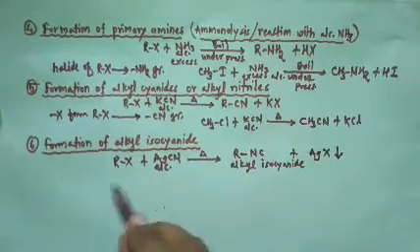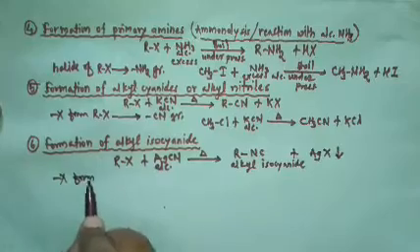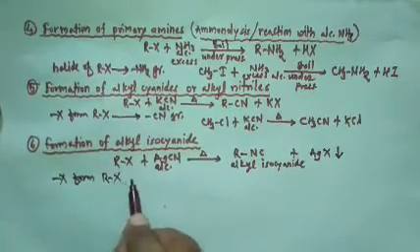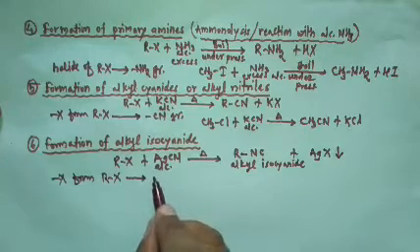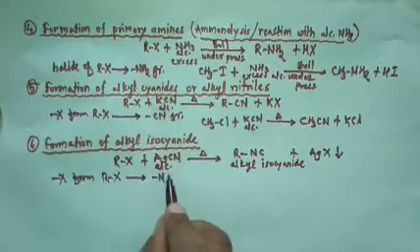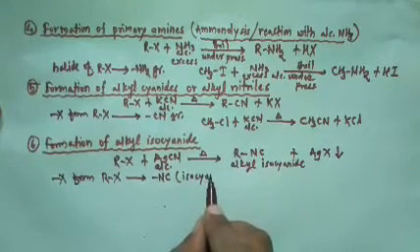So in this reaction, X from alkyl halide gets replaced by isocyanide group, that is NC. This is the isocyanide group.